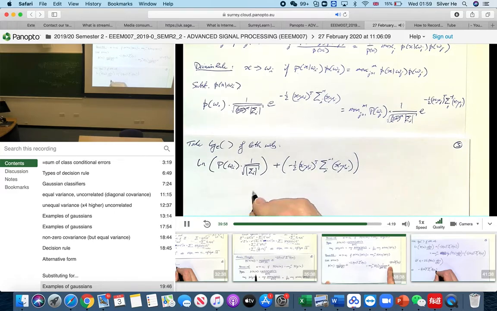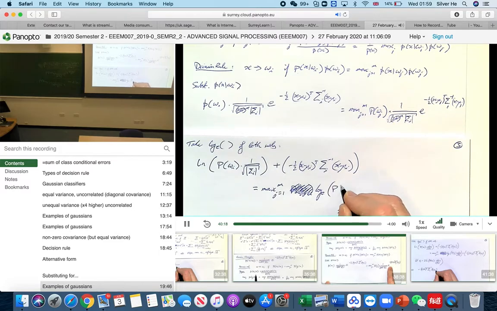So this is equal to the maximum value over the j's from 1 to m, p of omega j. This should be the log of log to base e of p of omega j times 1 over square root of determinant of sigma j plus minus a half x minus mu j transpose sigma j to the -1 x minus mu j.